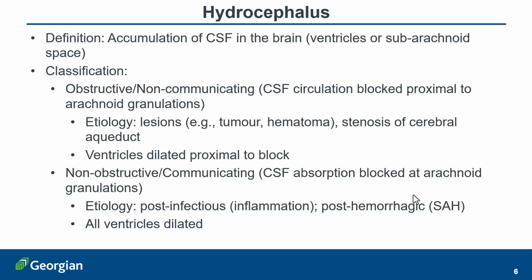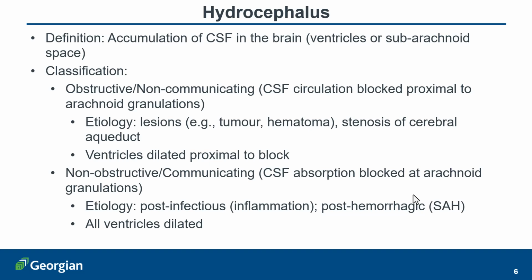Let's now discuss hydrocephalus. Hydrocephalus is the excessive accumulation of cerebrospinal fluid, or CSF, in the brain. If you remember from your A&P, CSF circulates in the ventricles, is produced by the choroid plexus, and then drains through the subarachnoid granulations. There are two types of hydrocephalus, the obstructive or non-communicating variant and the non-obstructive or communicating variant. Sounds confusing, but we'll explain it.